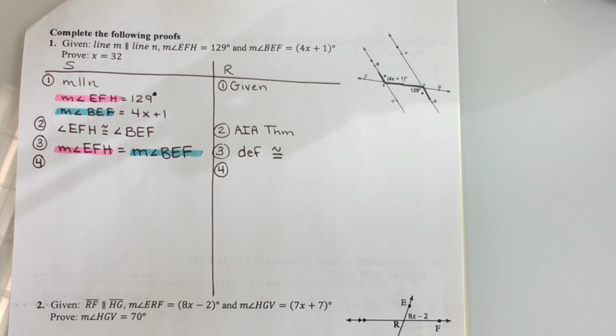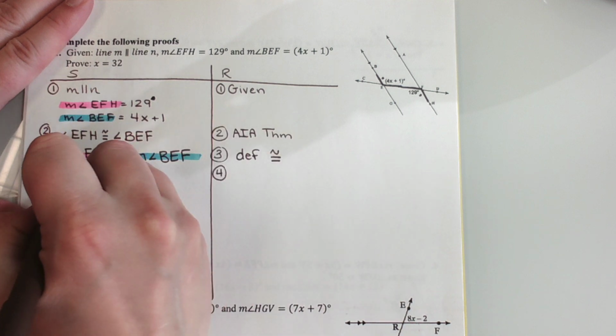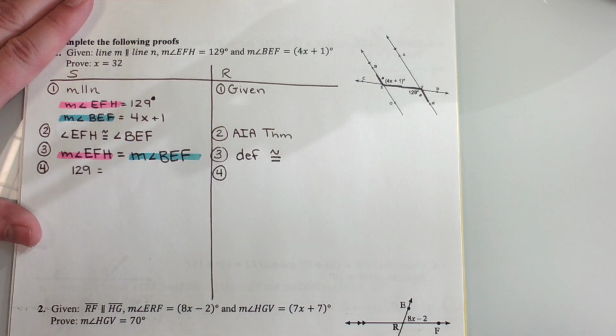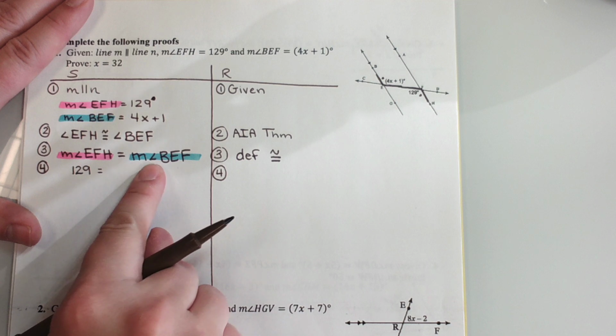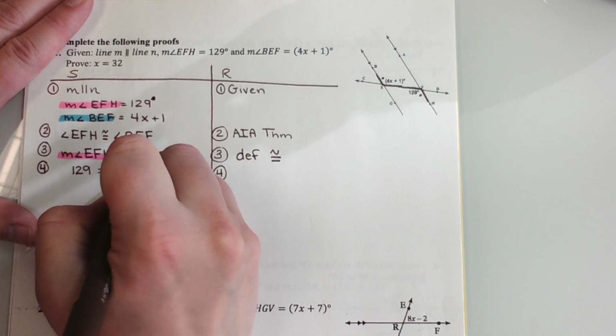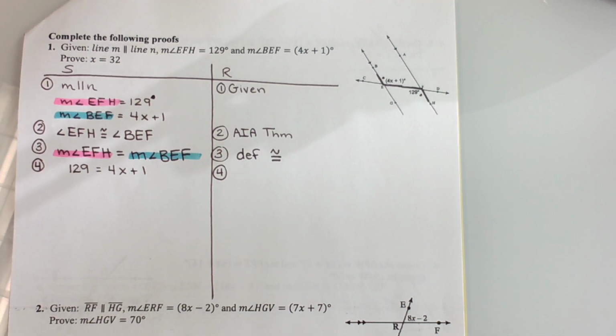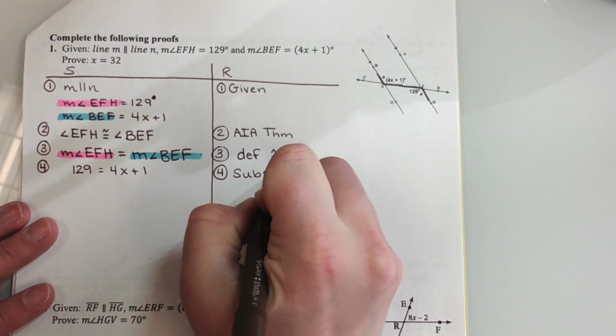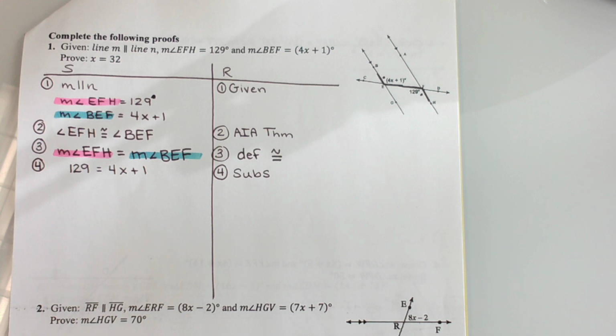I can replace these with what they're equal to. Make sure you're putting them in the right spot. EFH went first, which means 129 went first. Even if we'd prefer to put the other one first, we can't. BEF went second, 4x plus 1 goes second. Replacing something with what it's equal to is substitution. Now at this point, most people know to look for the 4th thing that can come up in a proof. Algebra. Once you get here, you do algebra. But we had to make sure we did these other things first.